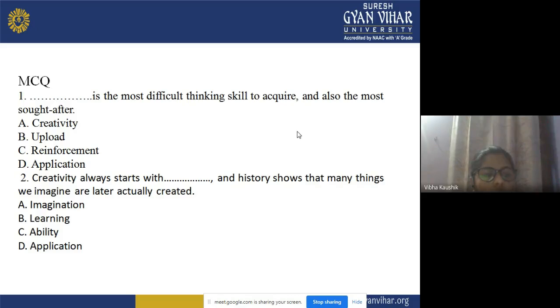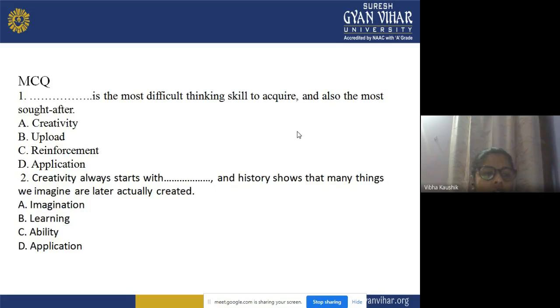Now, the first one is: dash is the most difficult thinking skill to acquire and also the most sought after. A, creativity; B, upload; C, reinforcement; D, application. The correct answer is creativity. Next: creativity always starts with dash, and history shows that many things we imagine are later actually created. A, imagination; B, learning; C, ability; D, application. So the correct answer is imagination.